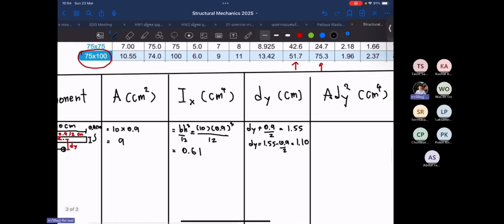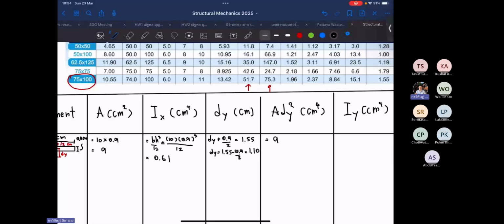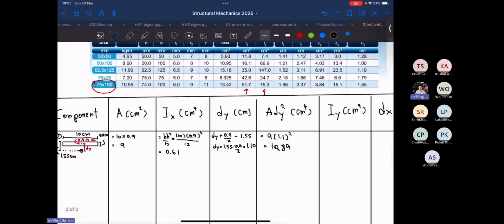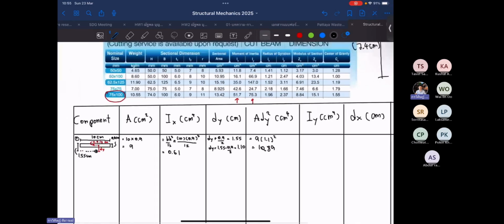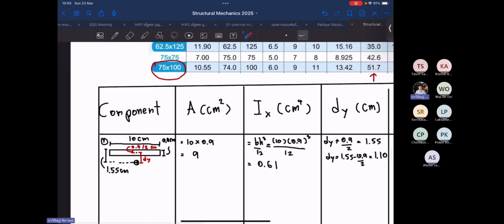Then we get this dy. A dy squared is just the calculation: 9 multiplied by 1.1 squared. This one is 10.89. Again, we do it for the Iy. In the y direction, we switch our point of view to here. So this one will be your base, and this one will be your height.